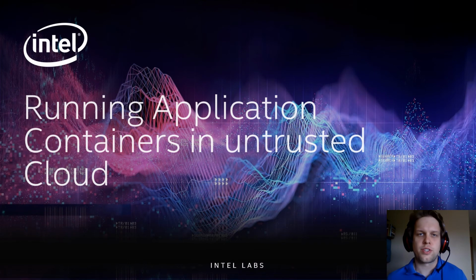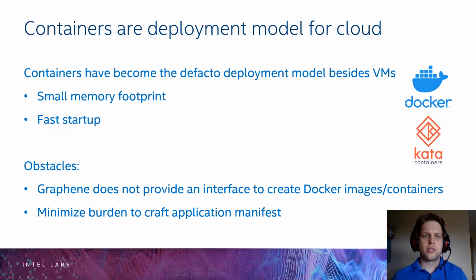Thank you for the introduction of Graphene. We will now switch gears and look at how to use Graphene for application containers. Containers have become the de facto deployment model for the cloud besides virtual machines. They provide a small memory footprint and a fast startup time. We cannot directly apply Graphene to container frameworks. We first have to overcome two obstacles.